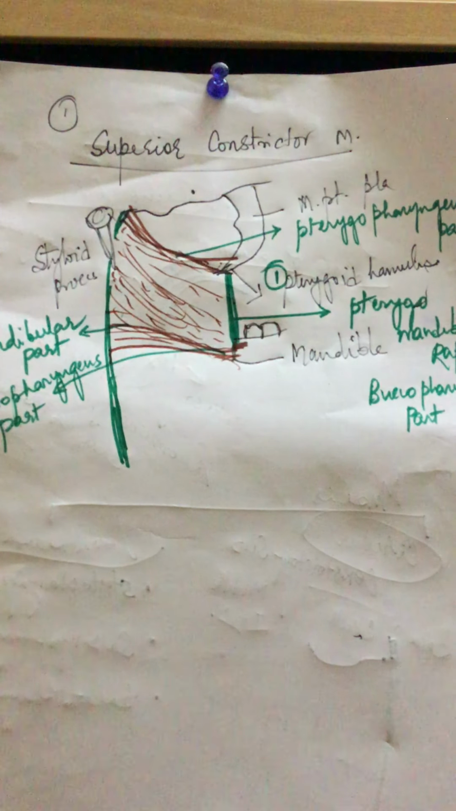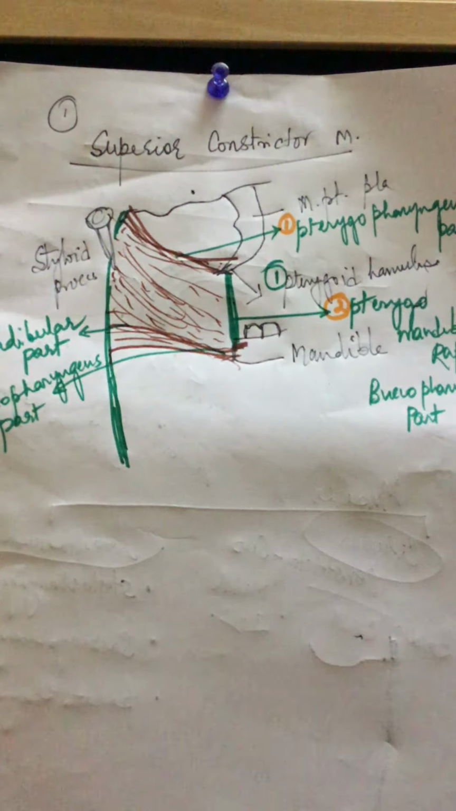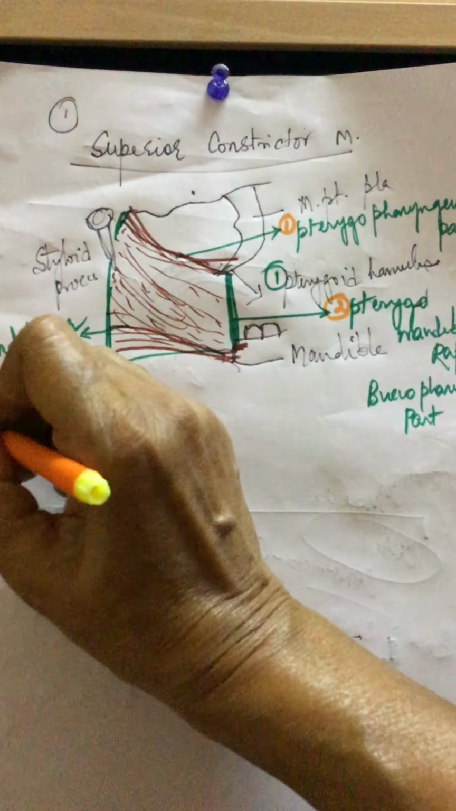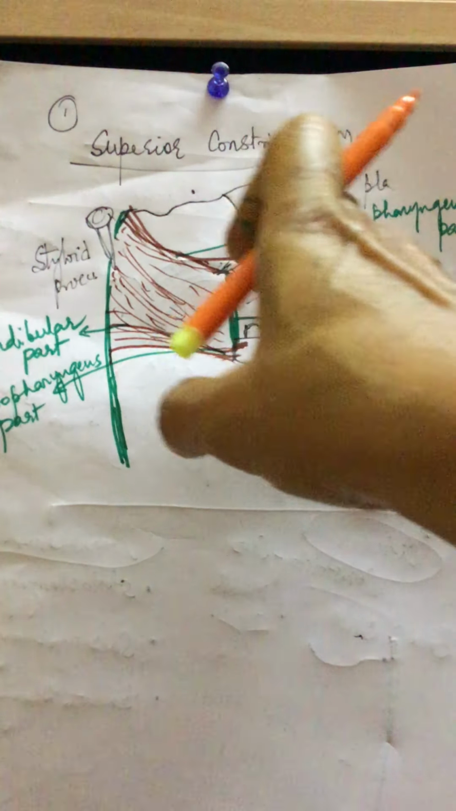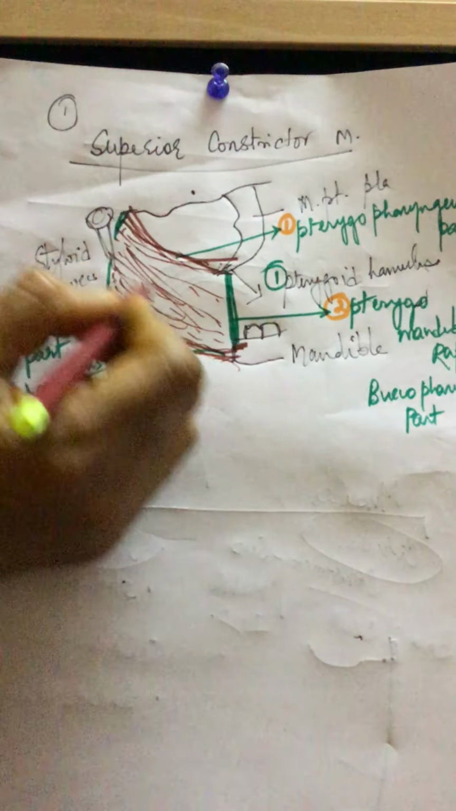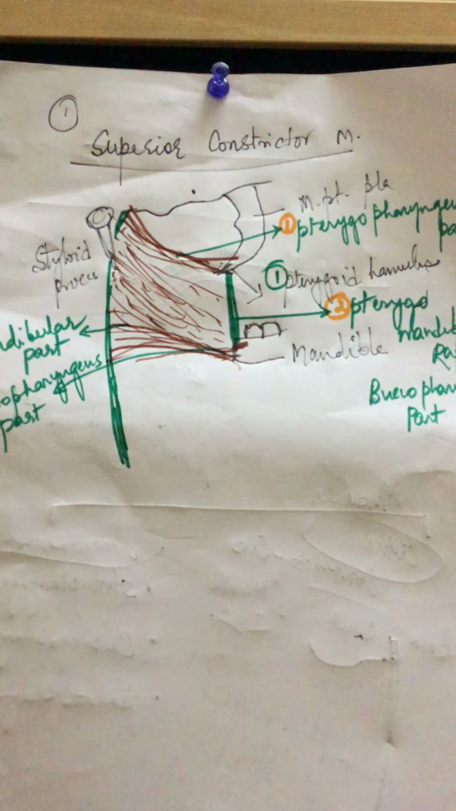So ultimately the origin of the superior constrictor is from the pterygoid plate and pterygoid hamulus. Second is the pterygomandibular raphe. The third is the mandible, and some portion behind the tongue. Some books say these are all the parts of the superior constrictor muscle. The fibers run behind and get inserted into the pharyngeal raphe and interdigitate with the middle constrictor muscle.